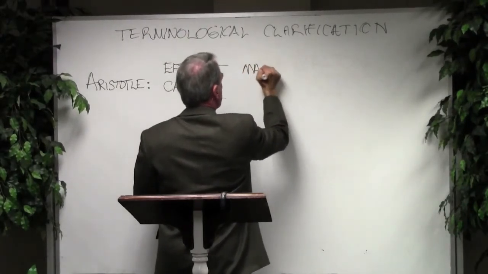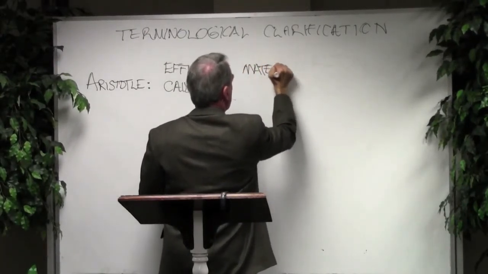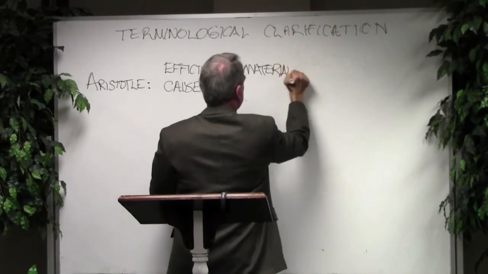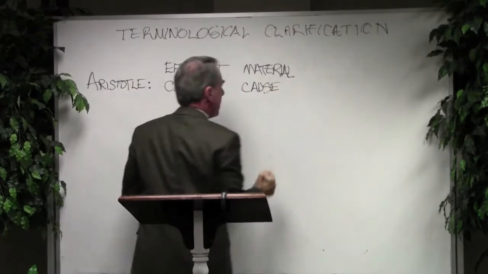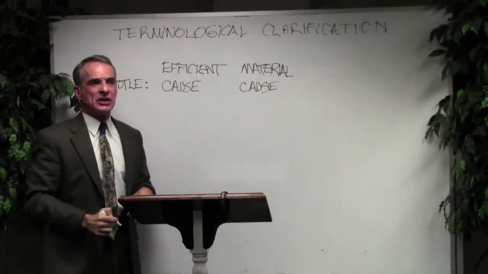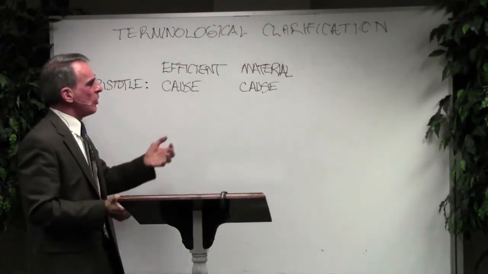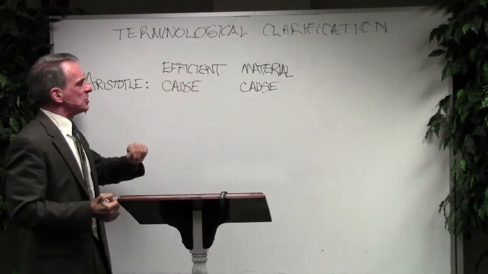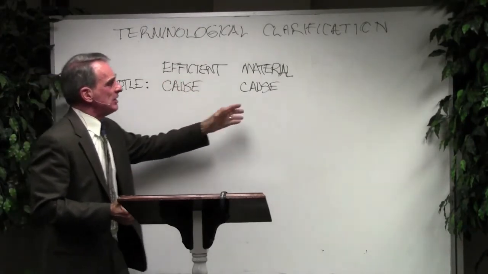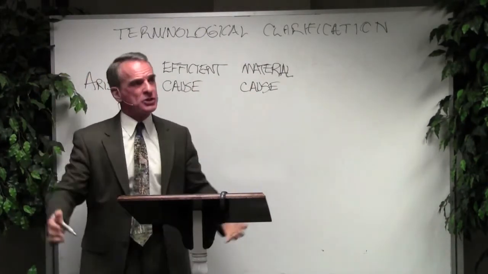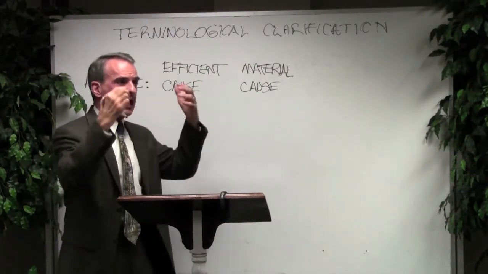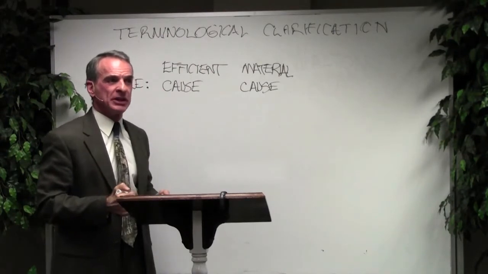Causes could also, though, be material causes on Aristotle's view. A material cause is the matter of which the effect is made. It's the stuff out of which it's made. So, for example, while Michelangelo is the efficient cause of David, the material cause is the block of marble that was quarried nearby and which he then shaped and sculpted into the statue.